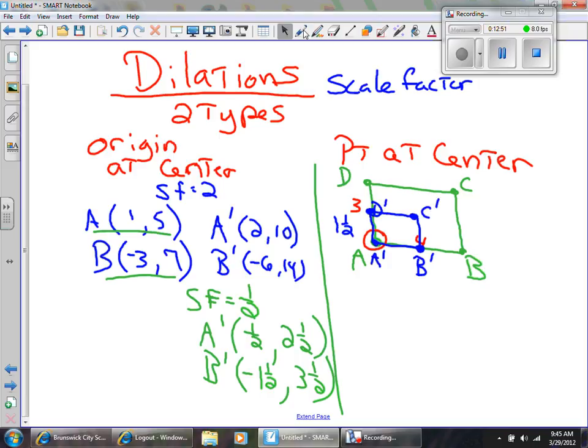Okay, so that's it. Also, don't forget the magnification problem. Set up a proportion or divide. All right, again, you can go back and watch previous videos.